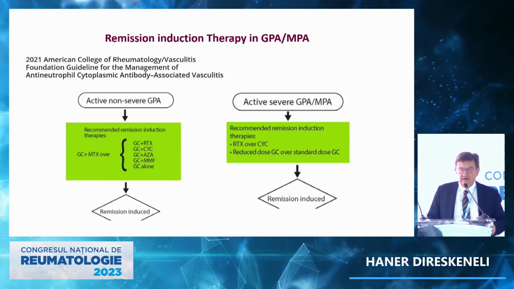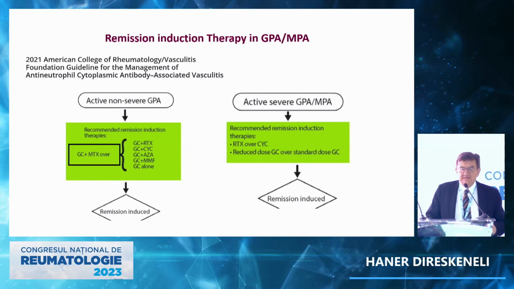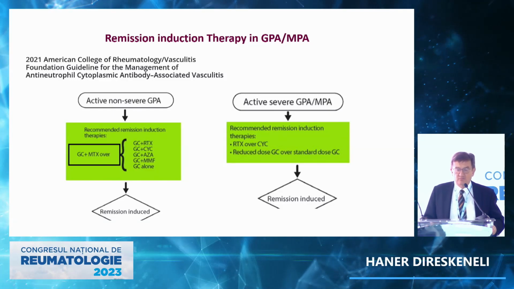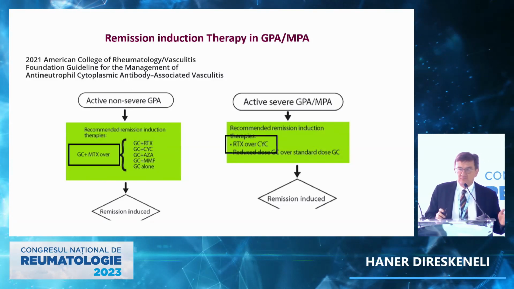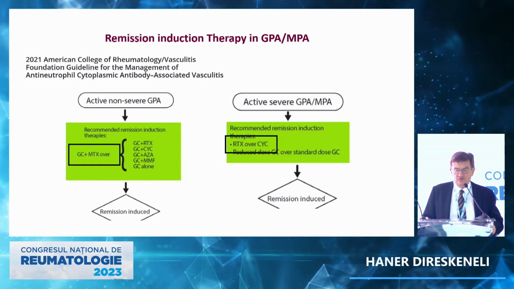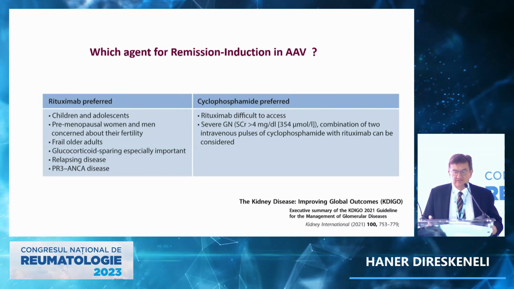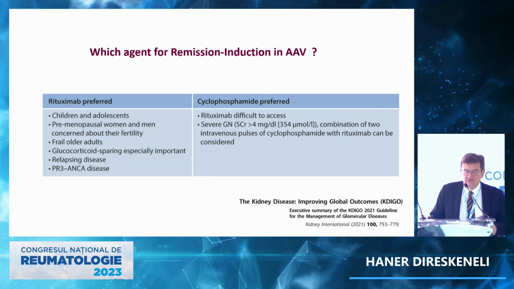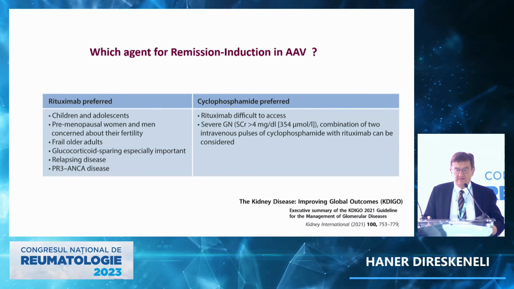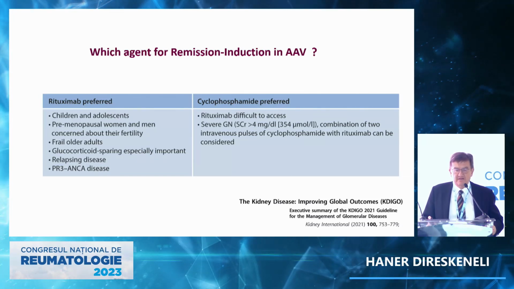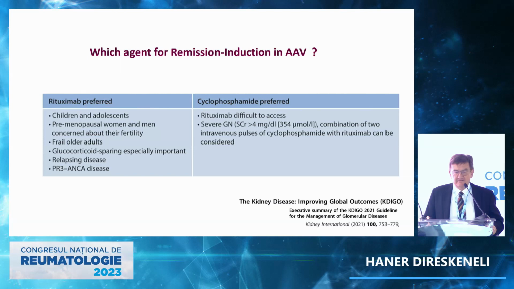Now, this is somewhat different from the 2021 ACR criteria. And one of the differences is that in non-severe GPA, ACR put not rituximab, but methotrexate with glucocorticoids as the first line. And for the severe group, rituximab over cyclophosphamide as the first choice. Now, in which patients should we choose rituximab or in which other cyclophosphamide? For most of them, it seems rituximab is better because for children and adolescents, premenopausal women and men concerned about their fertility, frail older adults for infection risk, relapsing disease, and the PR3 ANCA positive disease seem to have a better response and safer with rituximab.